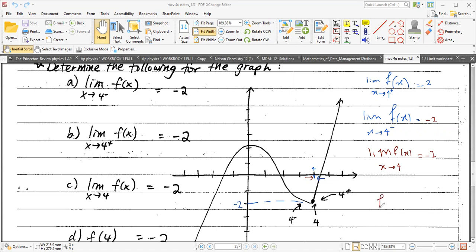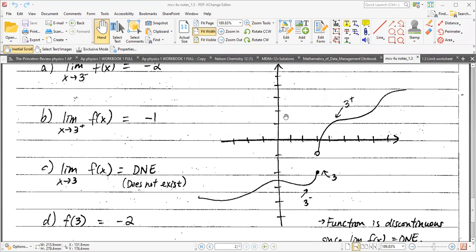Now, what is f of 4? F of 4 means what is the value of the function when the x is 4? Of course, this is that point exactly, which is -2. It's good to note, as you see, this function is continuous at 4. Means the limit exists, and the limit is the same as the value of the function. This definition coming later, but it's good to note here. Let's just do another example for you to see better.